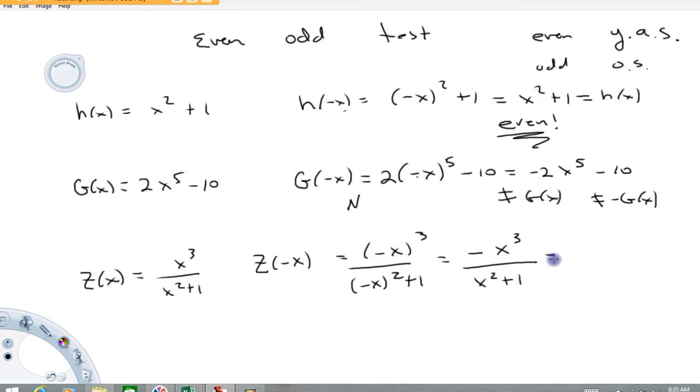Now you'll notice that this minus sign, if I kind of factor it out, we get this. And this thing in parentheses is our original function. So this is equal to minus z of x. I might have said g of x earlier, I'm sorry, but z of x. So this is equal to minus z of x. So this function is odd, or I always say like odd Rod. And therefore it is symmetric about the origin.